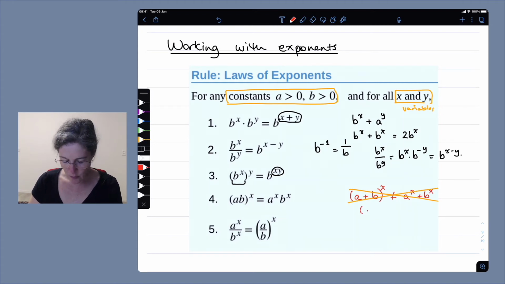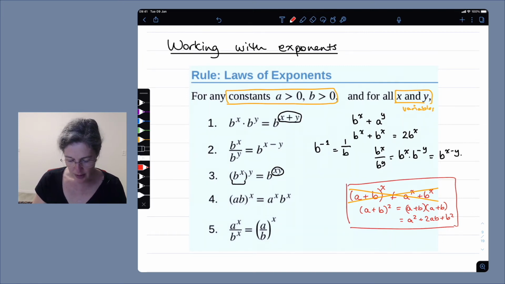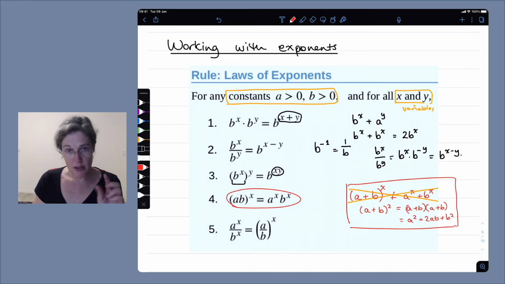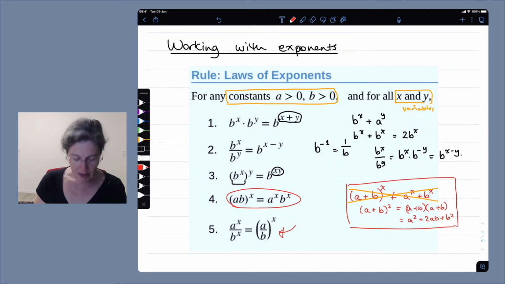This is the same reasoning which says that if you have a plus b all squared, then that's equal to a plus b times a plus b, and you have to do the whole FOIL thing and have a squared plus 2ab plus b squared. It's not just equal to a squared plus b squared. Okay, so the danger here is this works when you're multiplying together inside the bracket, but it doesn't work if you're adding. So just be aware. And we've got the same idea happening here, except we're dividing. So if we've got a to the x over b to the x, then we can take out, if you like, the exponent and have a over b all to the x.